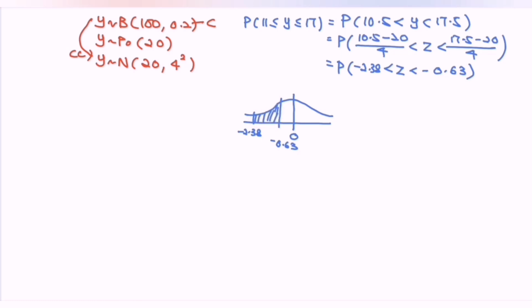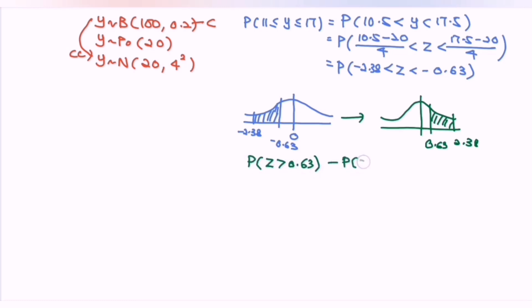As we all know, our statistical table cannot refer to the left hand side, so we have to flip the situation, so it becomes the right hand side or the positive side. So here we have 0.63, then here we have 2.38. So this will be the region. Next, we have to write the formula. So the probability is that z greater than 0.63 minus the probability that z greater than 2.38.